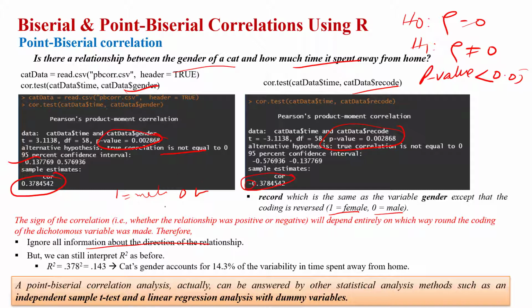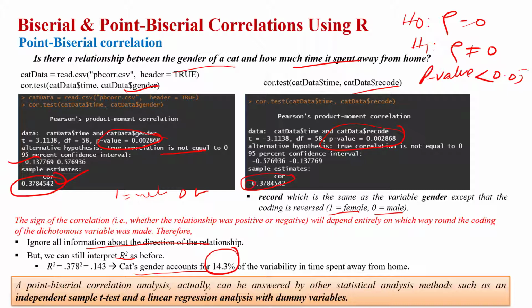If I square this correlation, as we know, the answer would be equal to the coefficient of determination. How can we interpret this? It would be interpreted as: the cat's gender variable accounts for 14.3% of the variability in the time spent away from the home. That is the interpretation of the coefficient of determination, which indicates how much variation one variable can explain in the other variable.